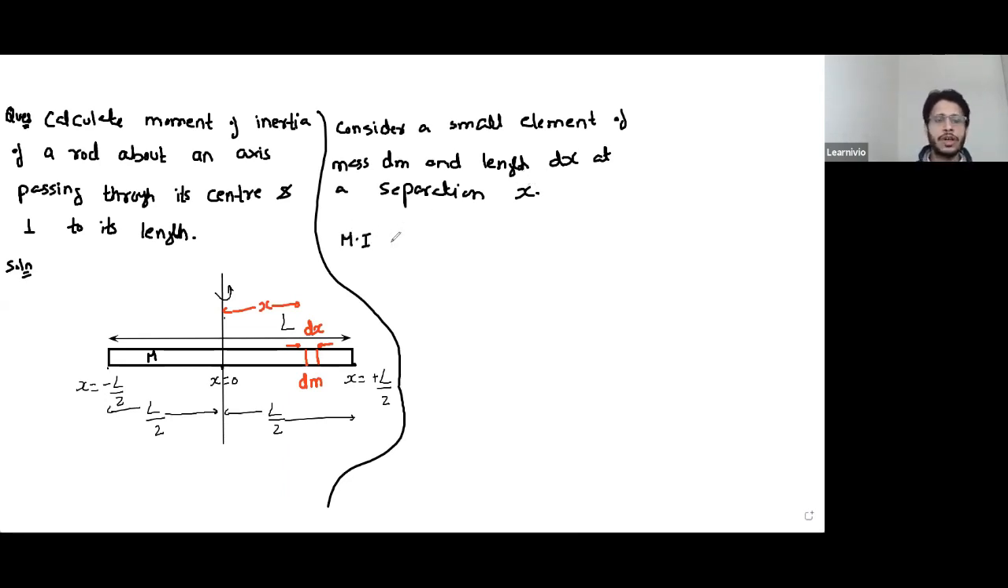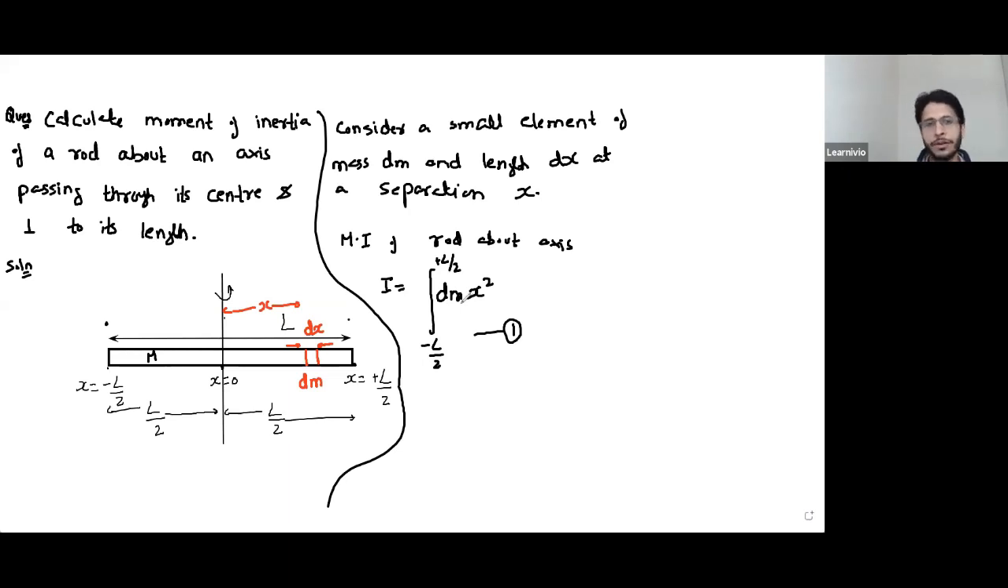So the moment of inertia of the rod about the axis, you can write as the integral of dm multiplied by the square of the separation. The limit is from this point to this point, meaning you are integrating this rod from minus L by 2 to plus L by 2. This is equation number 1. Can you identify any problem in this limit? Is this integral solvable?